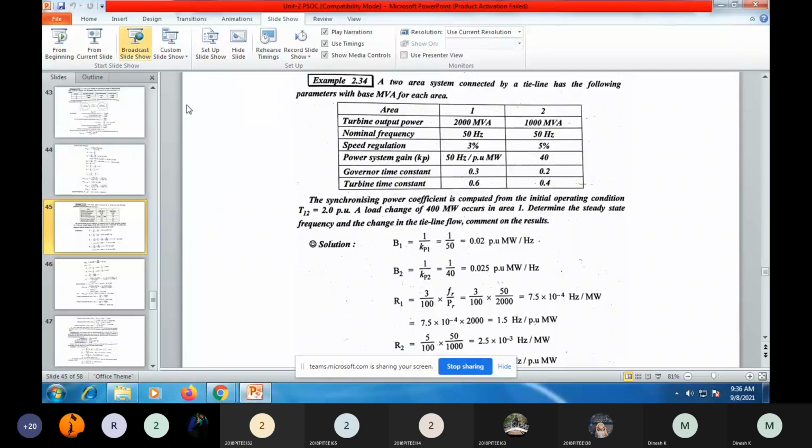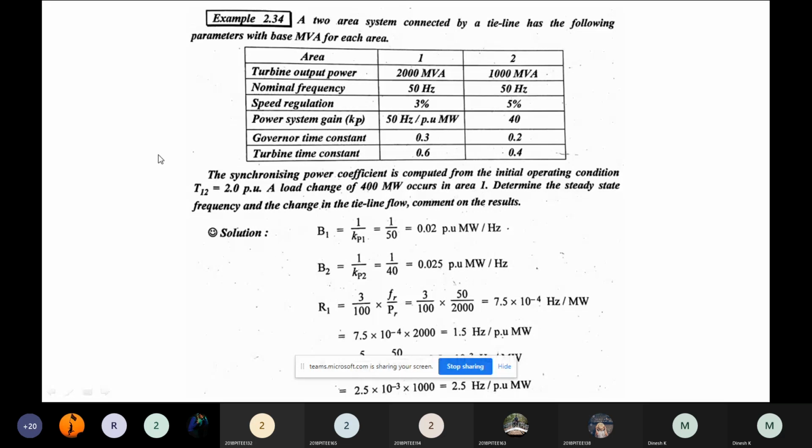Okay, we started with the problem. We have two areas whose parameters are discussed. The assumption is that the synchronizing power coefficient is computed from the initial operating condition, that is P12 is 2 per unit, and a change of load of 400 megawatts occurs in area 1. Our intention is to find out the steady state frequency and the change in tie line power flow, and comment on the results. So these are all the things we are going to find out.